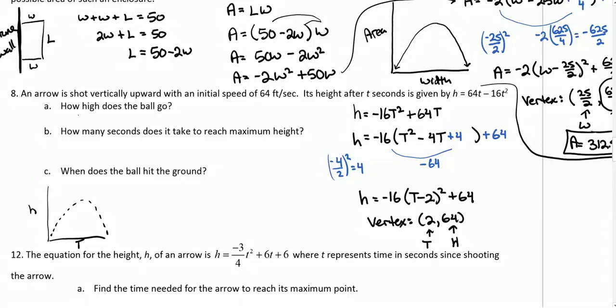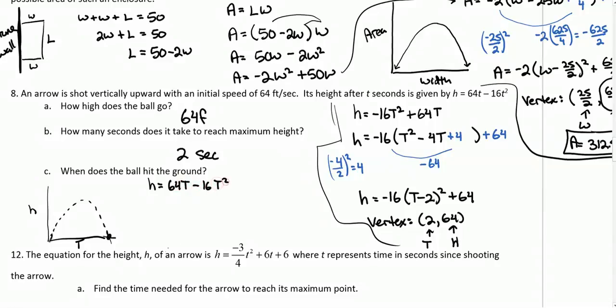So now if we look at part A, it says how high does the ball go? It goes 64 feet. How many seconds does it take to reach the maximum height? 2 seconds. Both of those came from our vertex. When does the ball hit the ground? Now, vertex form doesn't help us when the ball hits the ground. When the ball hits the ground in our picture, that is at an x-intercept. And so we're going to go back to our original equation. H equals 64t minus 16t squared, and plug in 0 for the height, because that's when it's hitting the ground.